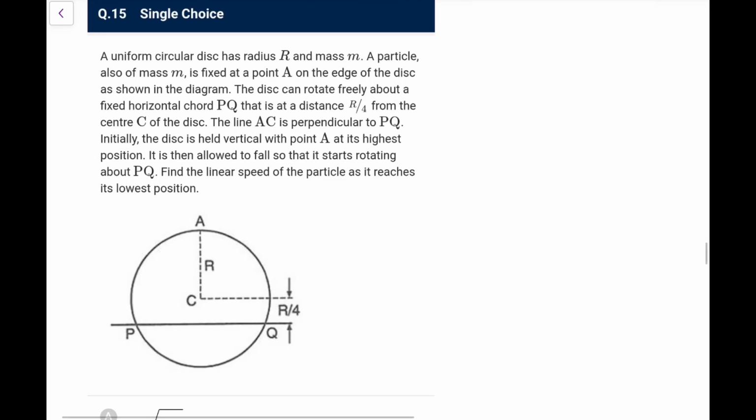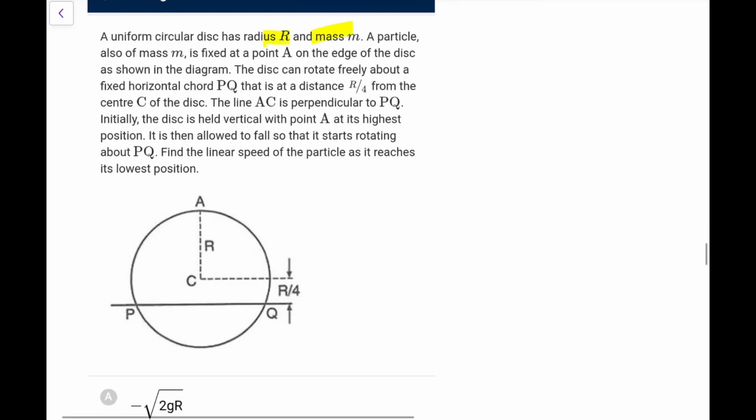Uniform circular disc, radius r, mass m. Particle also of mass m fixed at A on the edge of the disc as shown in figure. The disc can rotate freely about a fixed horizontal chord PQ, that is at a distance r by 4 from the center. Line AC is perpendicular to PQ. Initially the disc is vertical with point A at the highest point, and is then allowed to fall so that it starts rotating about PQ. Find the linear speed as it reaches the lowest position.